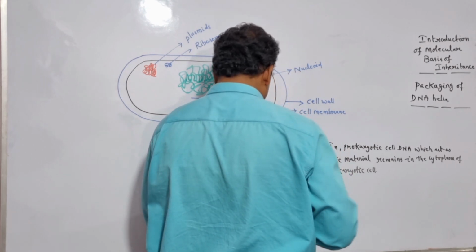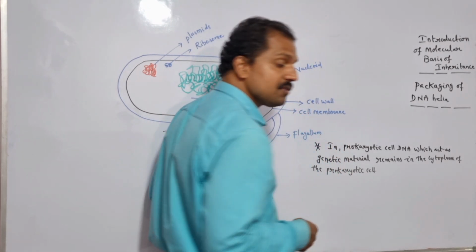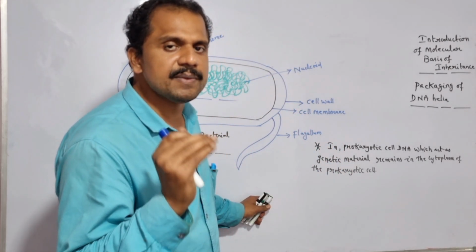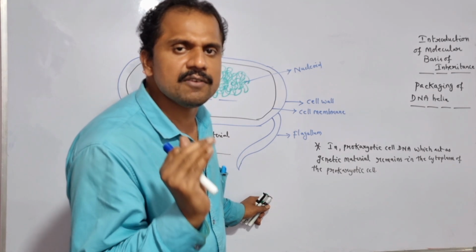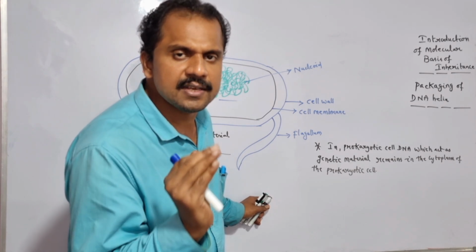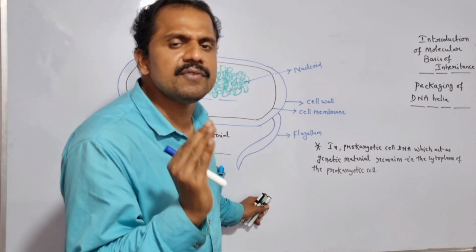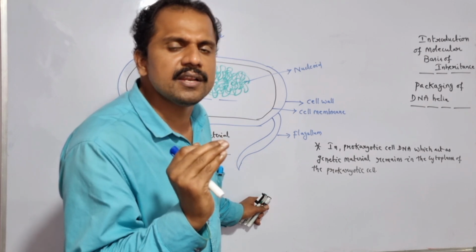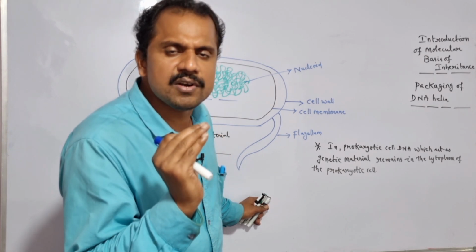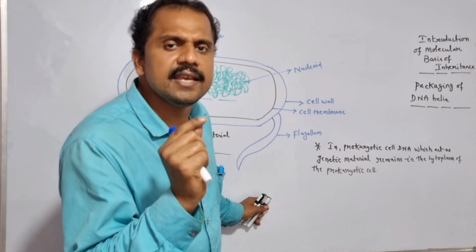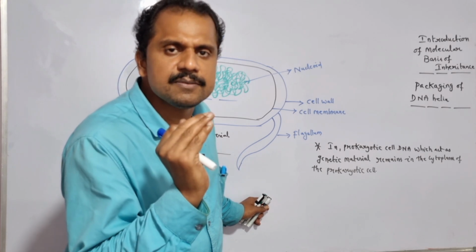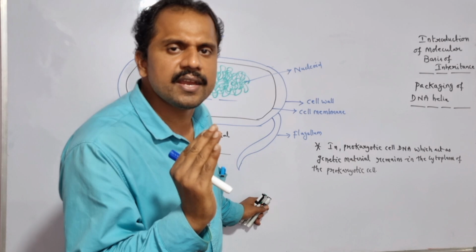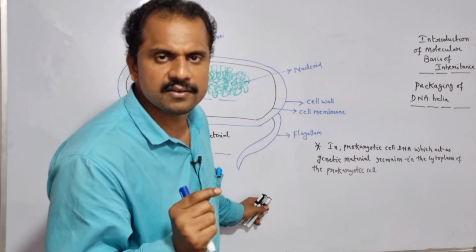And here the specific DNA which is having the negative charge, it wraps around one specific protein complex which is composed of positively charged amino acids. So once the DNA wraps around this protein complex, it leads to the formation of what? One specialized structure in case of the prokaryotic cell, which is nothing but nucleoid. Is it clear?